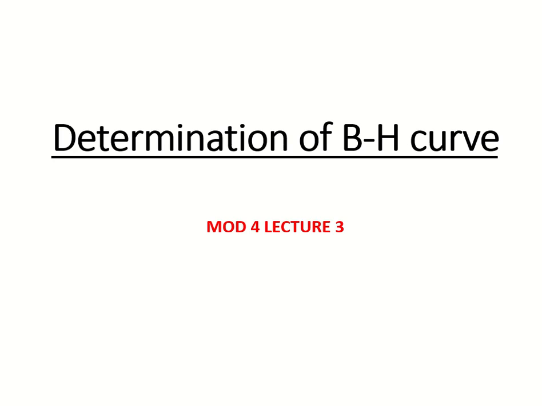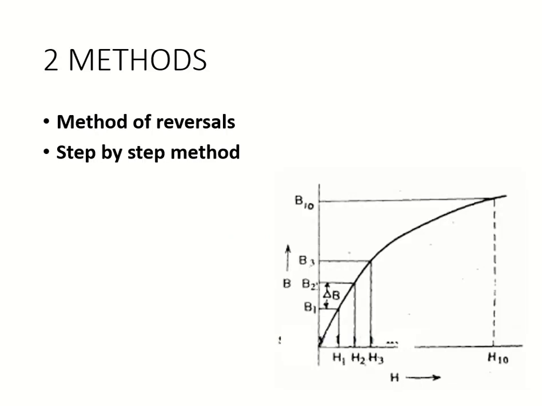This is lecture 3 of module 4, which is the determination of the BH curve. That is, B is magnetic flux density, H is magnetic field intensity. There are mainly two methods for finding the BH curve: one is the method of reversal and the second one is the step-by-step method. This is the approximate figure or graph of a BH curve.